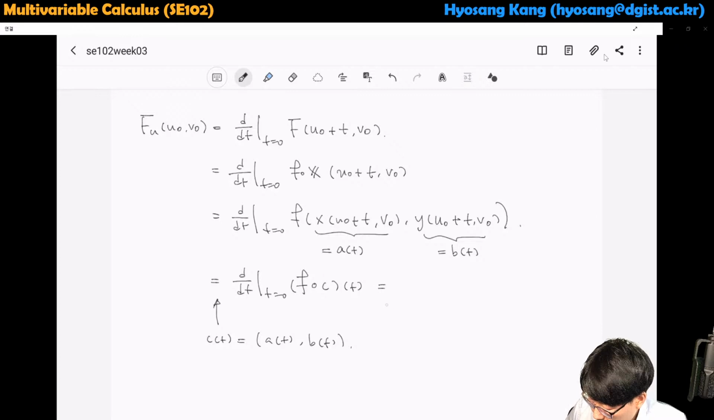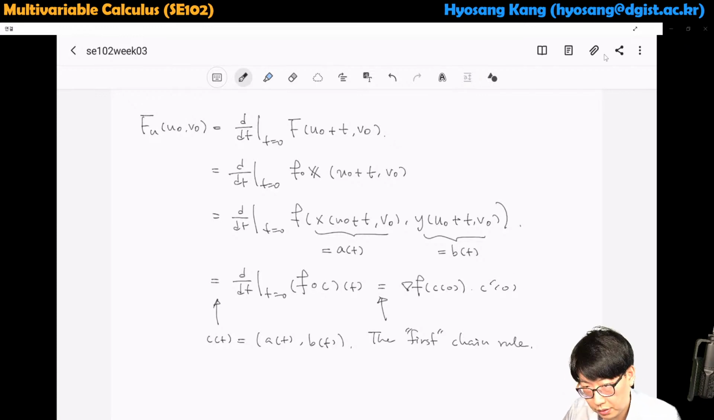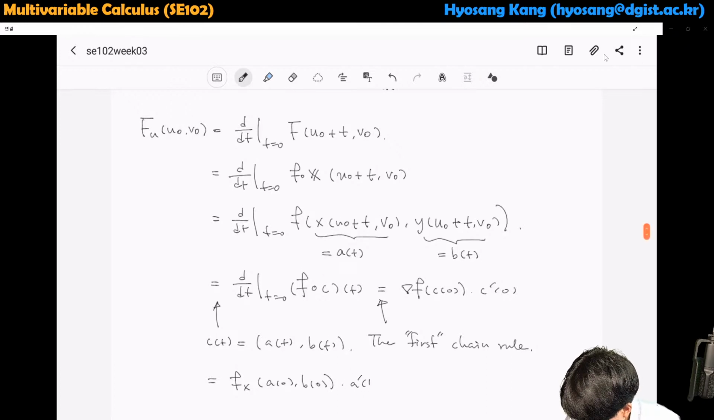So when I do this using the first chain rule, it is the same as f'(c(0)) times c'(0). Well, this is the same expression as f_x at c(0), which is (a(0), b(0)), times a'(0), plus f_y at (a(0), b(0)) times b'(0).